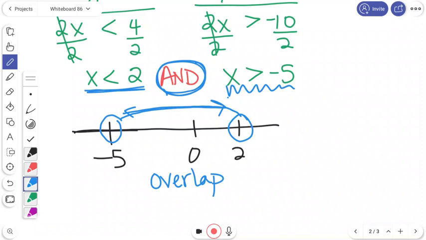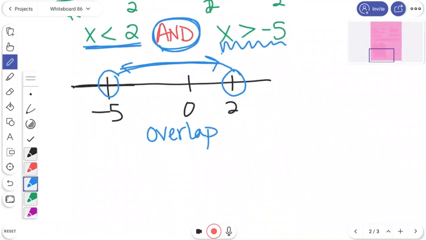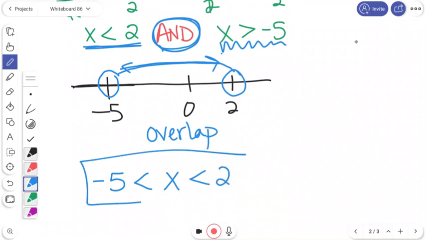Where do they overlap? In between negative 5 and positive 2. So as an inequality, our answer would be negative 5 is less than x, which is less than 2. So you have your answer choice as a number line right here, and your answer as an inequality right here. All right, let's do another one.